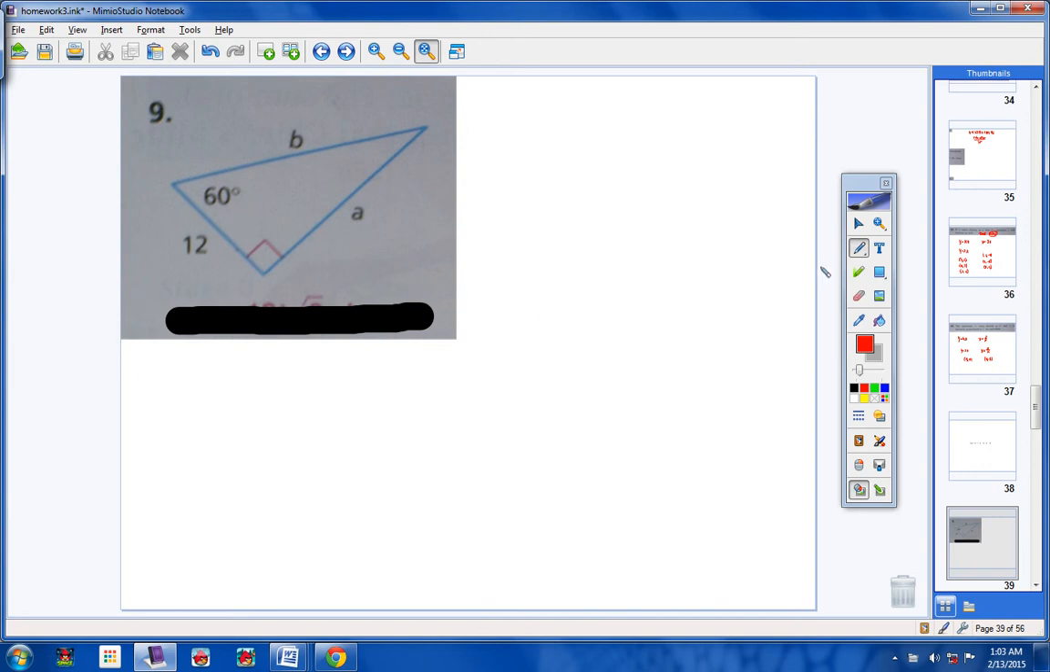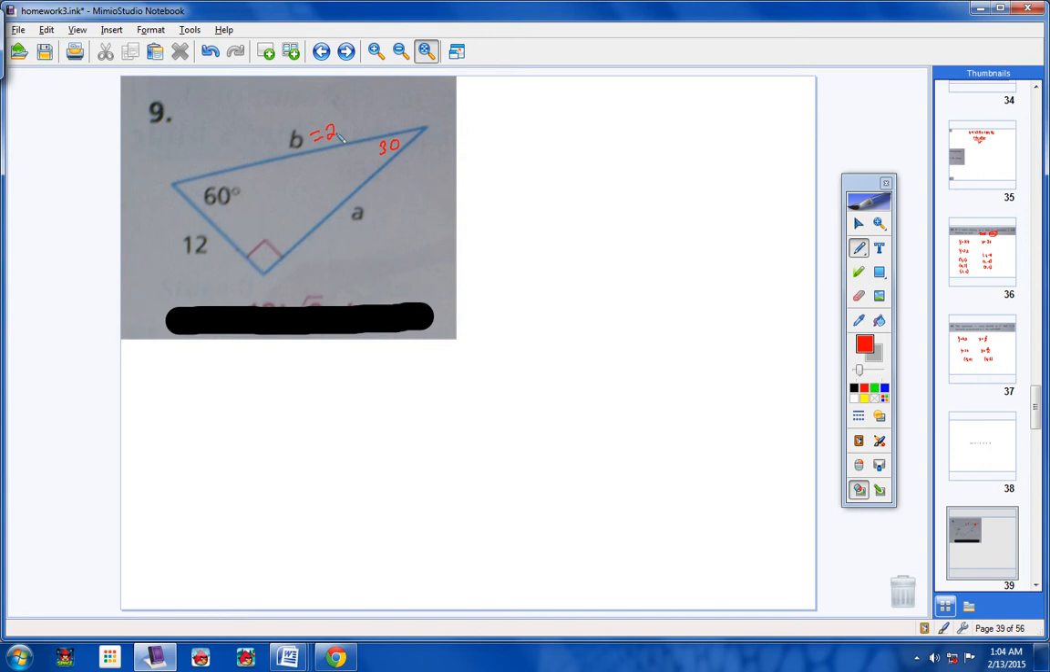Let's take a look first of all at number 9. Notice we have a 30, 60, 90 triangle. Remember what I've said to you before about 30, 60, 90 triangles. It really helps to know the shortest leg first. In this case we do, because the smallest side is 30, so go straight across. Number 12 has to be the shortest leg. The shortest leg will always be across from 30 degrees in a 30, 60, 90 triangle. When you know the shorter leg, you multiply it by 2, and that will always give you the hypotenuse. So b equals 24.